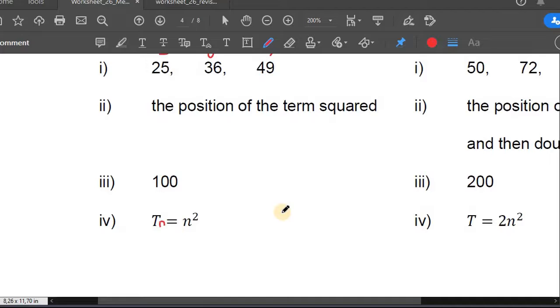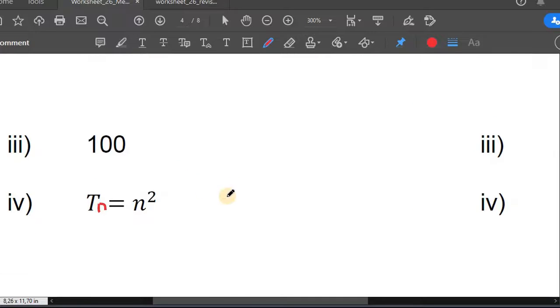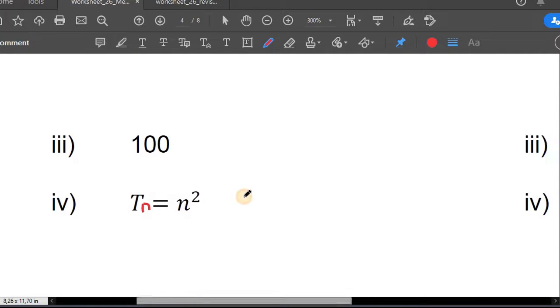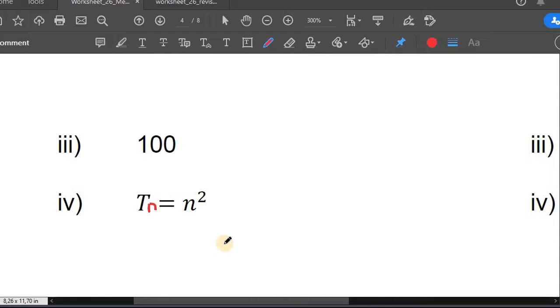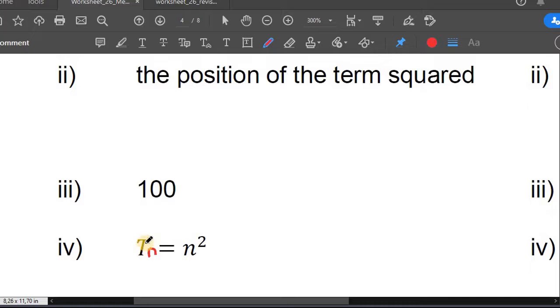This is supposed to be Tn. Let's check it. There's an error on the memo. Tn is equal to n squared. So how do you read this out? Term number n is equal to n squared. For example, term number 2 is equal to 2 squared, which is 4.